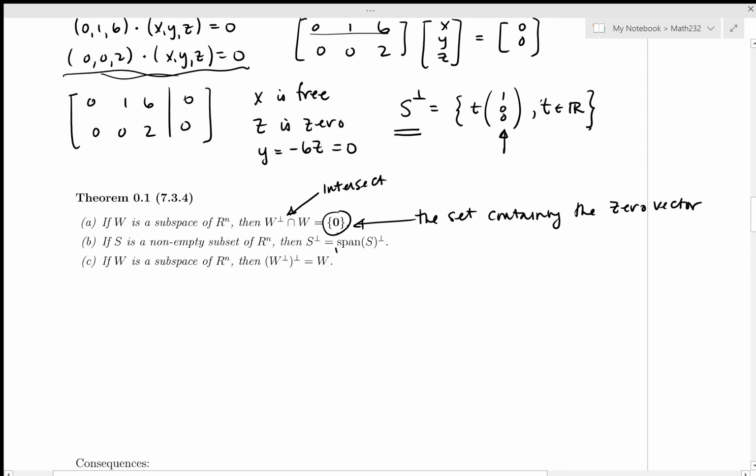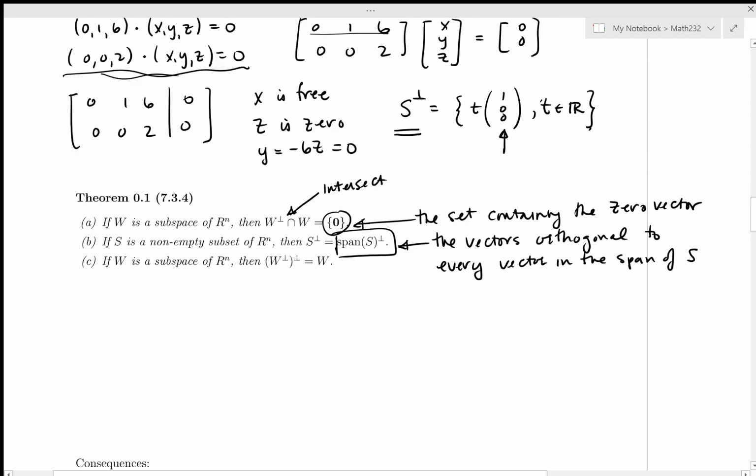We got another complicated looking beast here. What does this mean? This means the vector is orthogonal to every vector in the span of S. Okay, and that is the same as the orthogonal complement of S. The linear combinations get that for you.